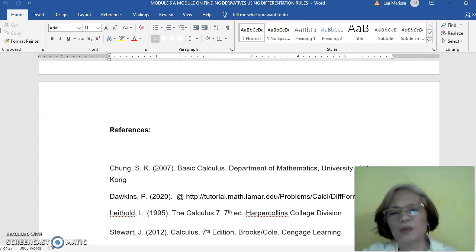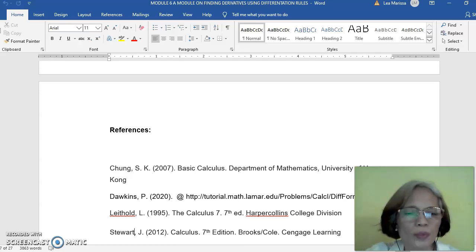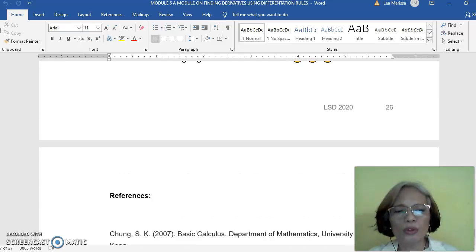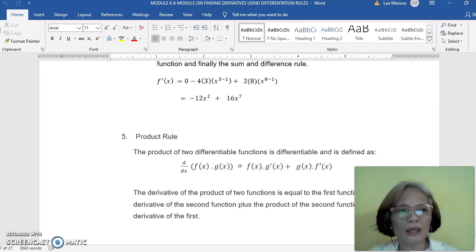We should cite our references. Okay, so that's basically how to write a module. So an example of a module which I have written. I hope you are able to get something from the example and from the lecture on module writing.